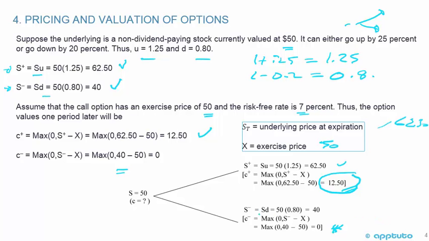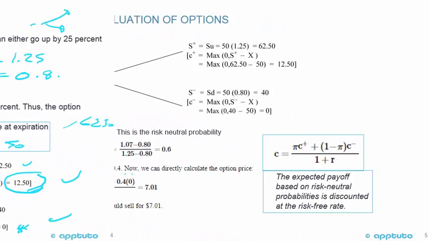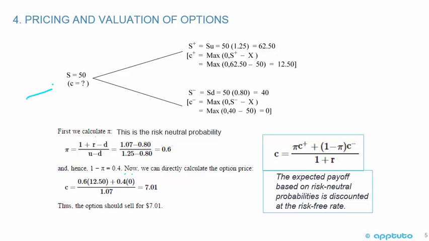Okay, so the next stage. Just as a quick review before we go to the next slide, we're given a non-dividend paying stock, currently valued at 50. We're given the up factor and down factor, and then we're given the exercise price of the call, and therefore we can calculate the intrinsic value of the option for the up and for the down, okay? So on this slide, we're going to go through the calculations, how we calculate the call value here at time 0, okay? So this is just a quick review from the previous slide.